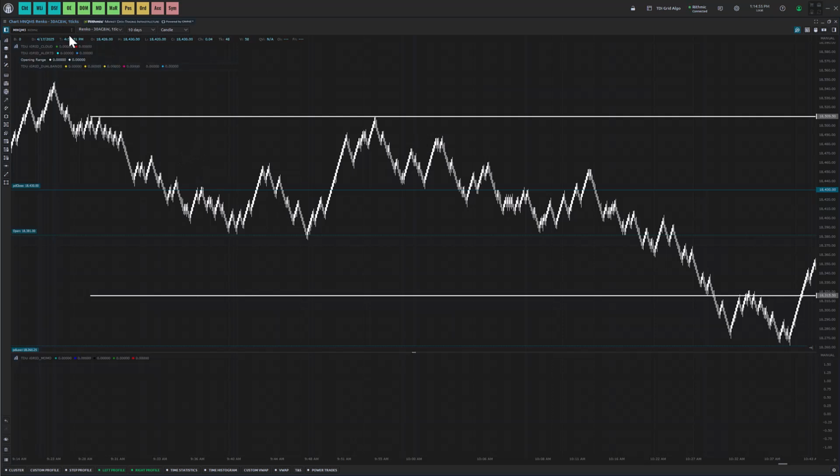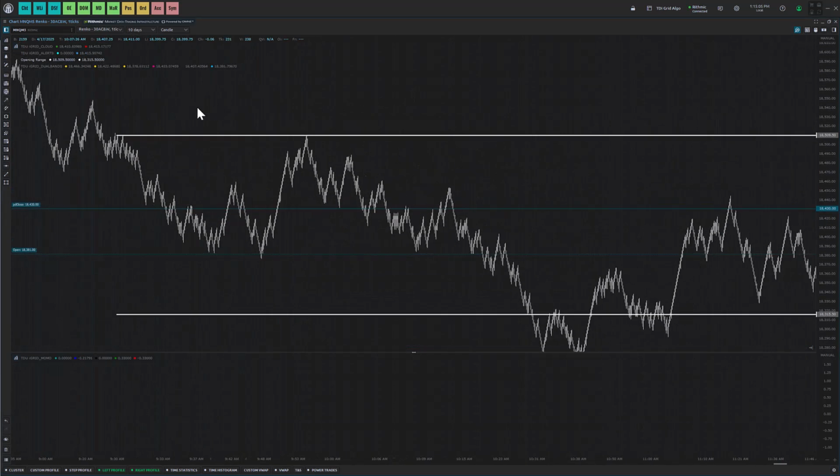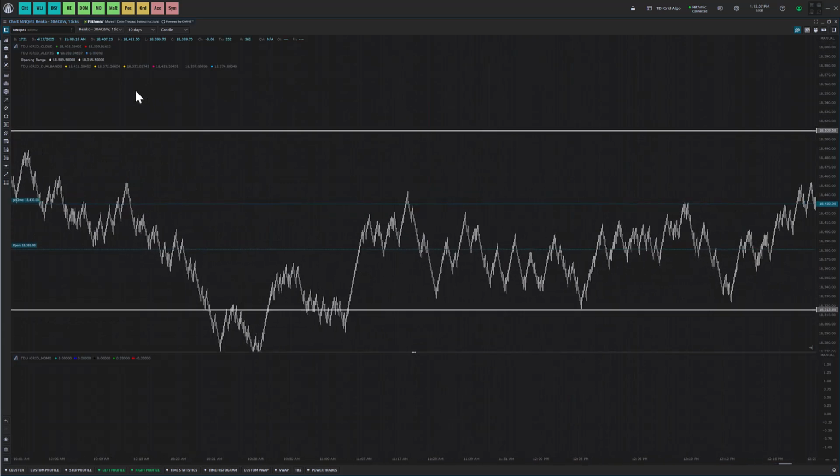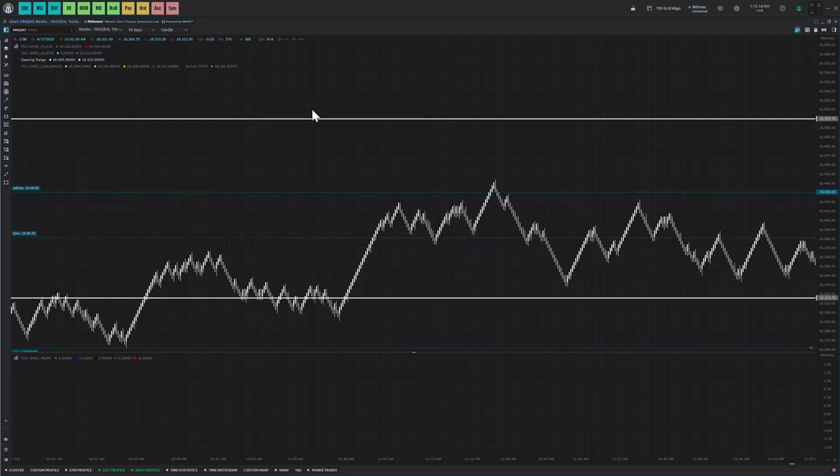Now, a 30 brick or a 30 range Renko bar in the NQ, 30 is not much. So you're going to see, even if I scrunch it up, I can barely get a full day on. In fact, I can't, right? So these are relatively small little micro swings here.